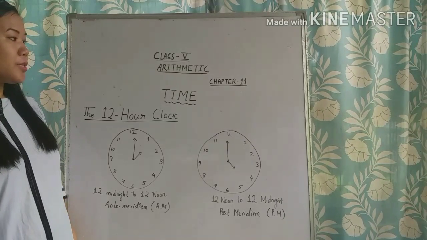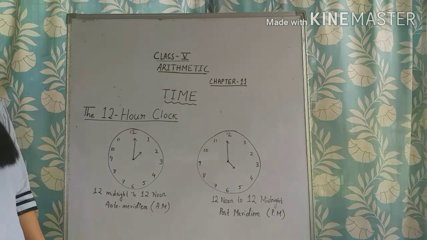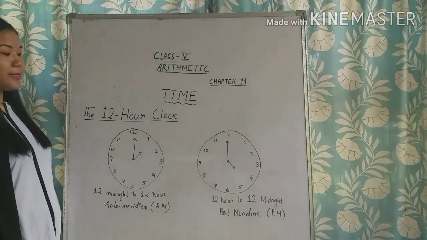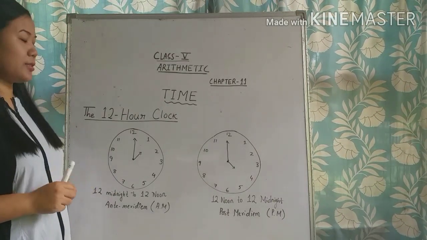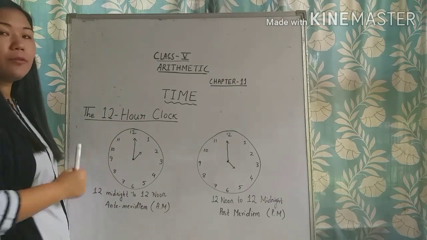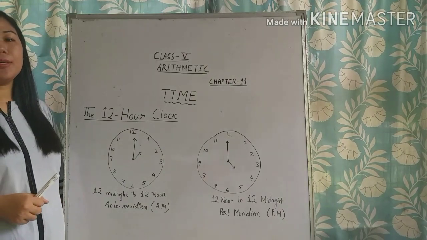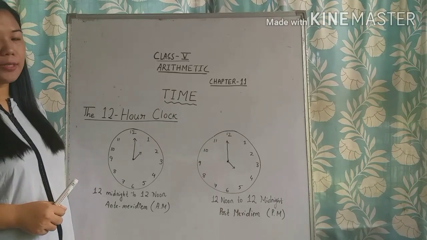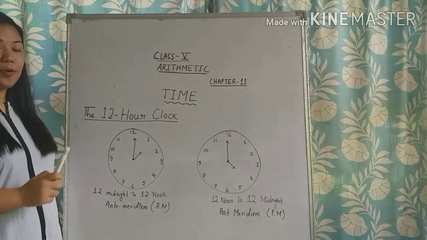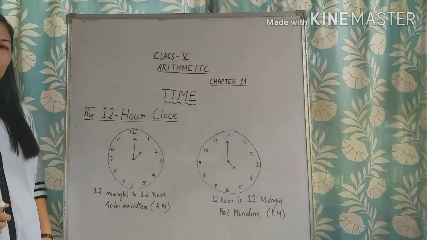Today we will start the first chapter of your third term syllabus, that is chapter 11. Let us begin with chapter 11. First we will learn about time. In time we have two systems: one is the 12-hour clock system and the other one is the 24-hour clock system. First we will learn what is the 12-hour clock.